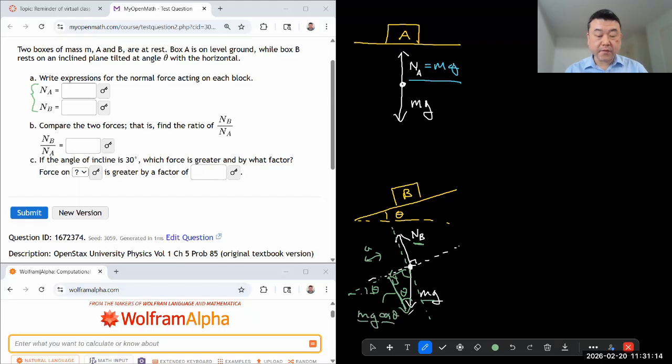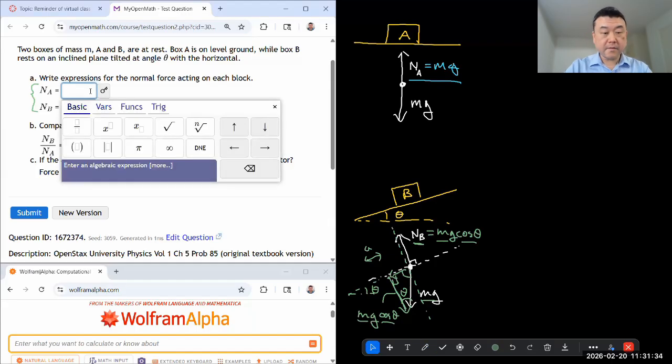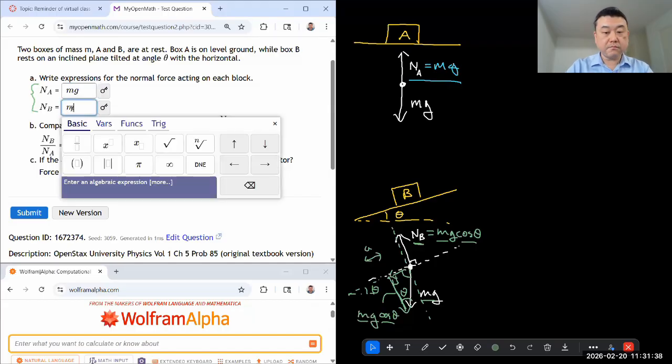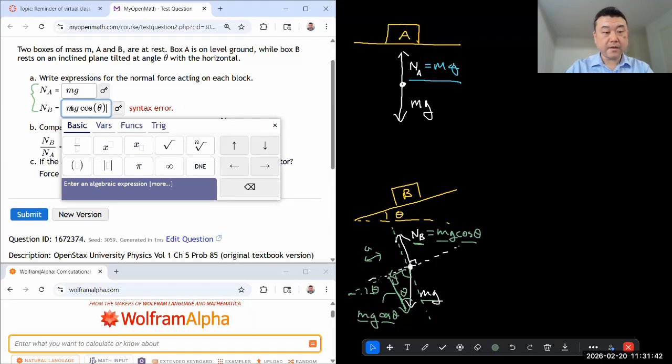Once I get this far, I can say this must be equal to the normal force, so that there's no acceleration perpendicular to the surface. So NB is mg cosine theta. I think that's everything I need to answer the questions they're asking us. They're asking for the expressions for the normal force acting on each block: mg for NA, and mg cosine theta for NB.